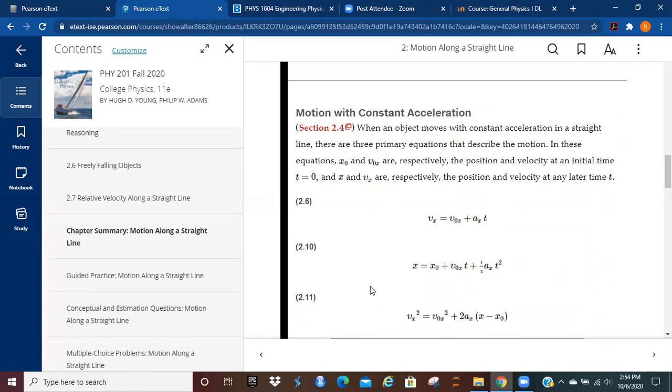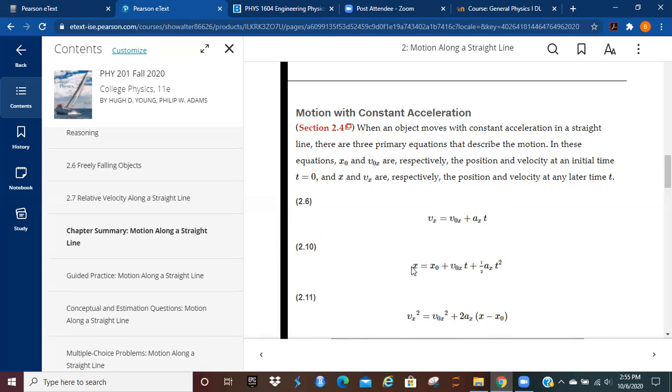So, motion with constant acceleration. When an object moves with constant acceleration in a straight line, you're going to have three primary equations that are going to describe the motion. In these equations, x naught and v naught in x are respectively the position and velocity at the time t of 0, and x and vx are the position and velocity at a later time t. Those equations are listed here. The velocity at x is going to be the same as the starting velocity plus the acceleration in the x direction times t.